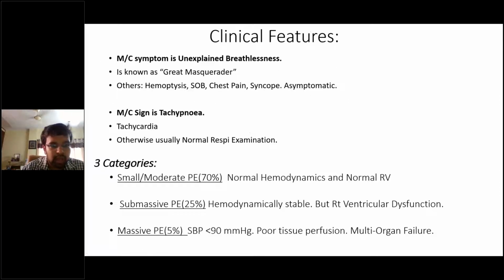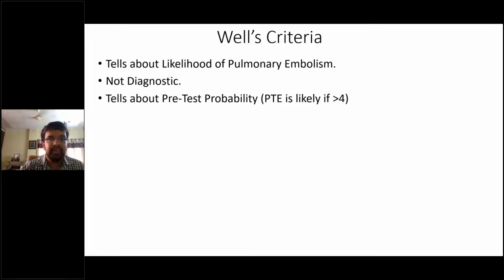Okay. So now we have something known as the Wells criteria. The Wells criteria tells about the likelihood of pulmonary embolism. Please note that the Wells criteria is not diagnostic at all. It just tells how likely the patient is to have pulmonary embolism. It tells about the pretest probability. The term pretest probability you will learn more about when you study PSM in the third year. But briefly I will tell you what pretest probability is.